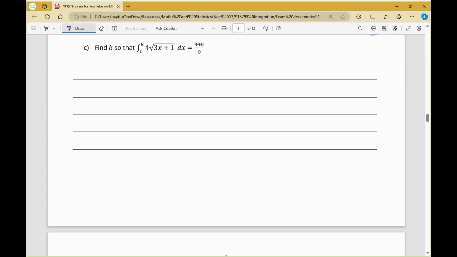Okay, on to question C. Find k so that the integral from 1 to k of 4 square root 3x plus 1 dx equals 448 over 9.